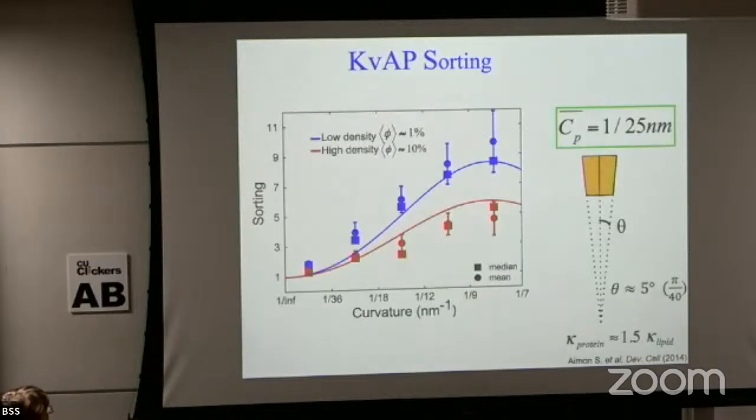Yes. At high density, the sorting is reduced. The sorting is a ratio between the density of protein that you have in your tube divided by the density of protein that you have on your vesicle. So it doesn't mean that the density of protein on the tube is lower. It means that the relative enrichment is lower, but the density is high. But since you divide by the density of protein in your vesicle, you end up with a relative enrichment which is lower.